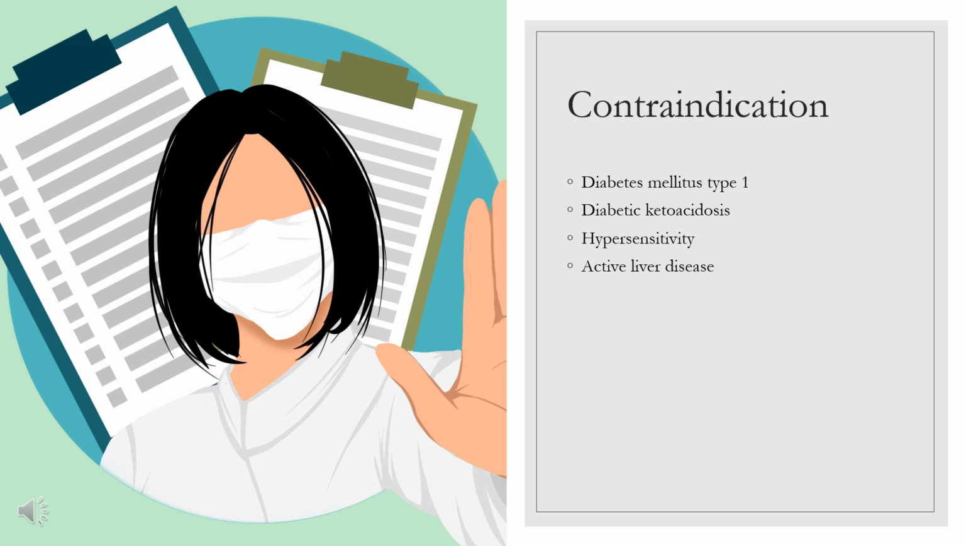Contraindications. Contraindications to rosiglitazone include patients with active liver disease, hypersensitivity, type 1 diabetes mellitus, diabetic ketoacidosis, and hyperosmolar hyperglycemic state.